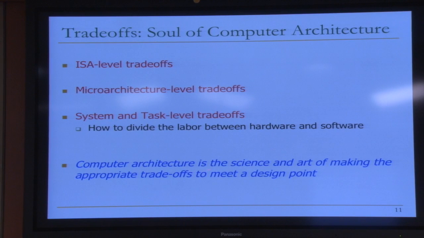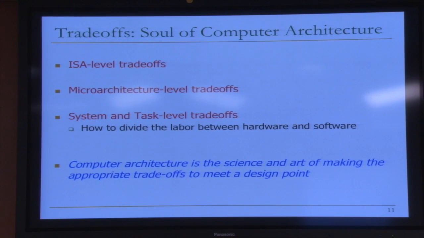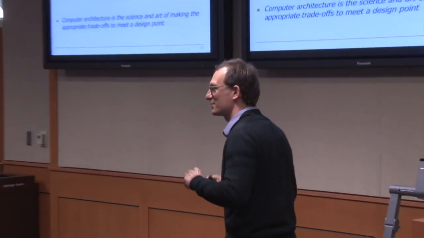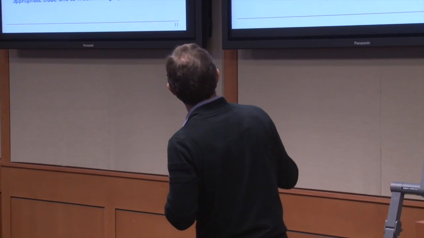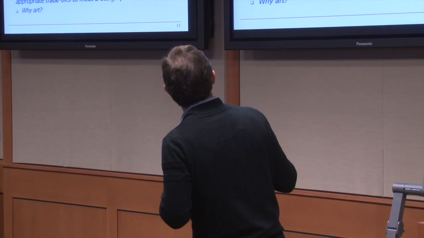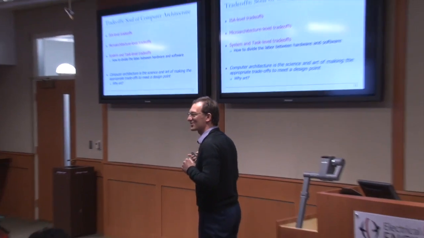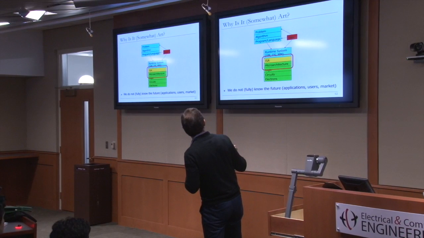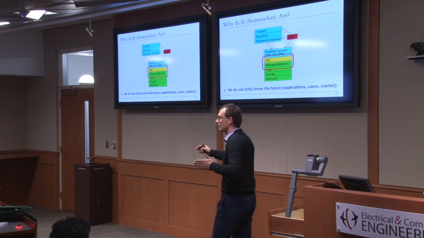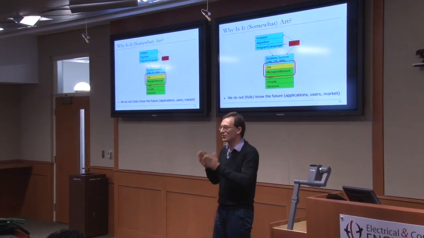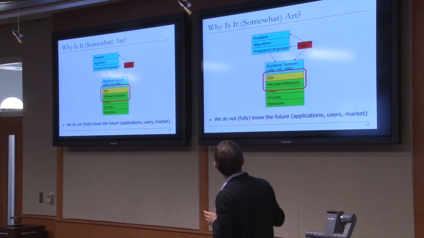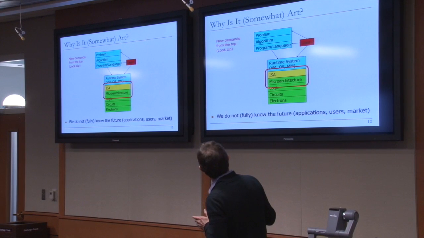Computer architecture, another definition, is the science and art of making the appropriate trade-offs to meet a design point. Right? You can make many trade-offs to meet the same design point, but eventually what you design could be different. Okay, why art? I think we've already covered this, right? It's art because we do not really fully know the future, applications, users, and market. You're really designing for the future. Right? You may know the current applications, but if you want your architecture to live, you really are designing for the future. And a lot of things change.